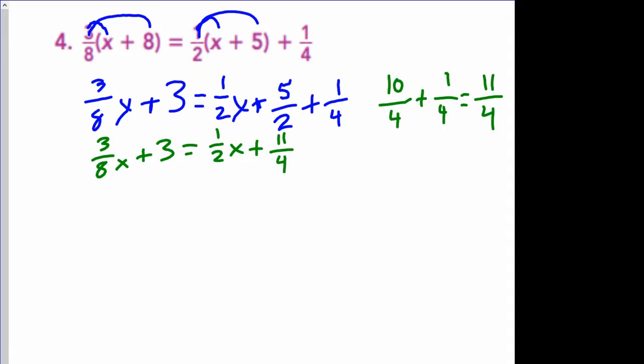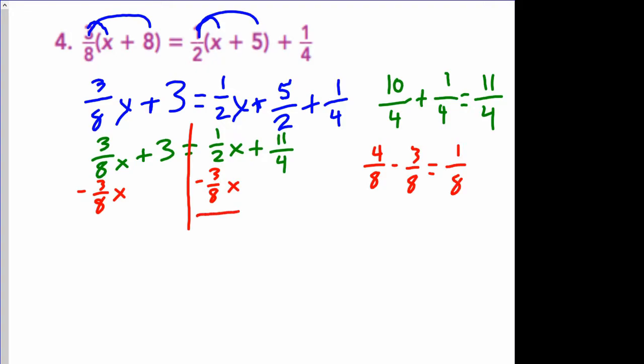All right, so now I have a variable and a constant on both sides. So I need to combine my terms using inverse operations. So I've got 3/8 and I've got 1/2. Well, 3/8 is a little bit less than 1/2. So I'm going to subtract 3/8 x from both sides. So when I do that, I take 1/2 times 4, so I would get 4/8 minus 3/8, which equals 1/8. So I have 1/8 x on this side. I have no more variables left on this side, and I just have 3 equals 1/8 x plus 11/4.